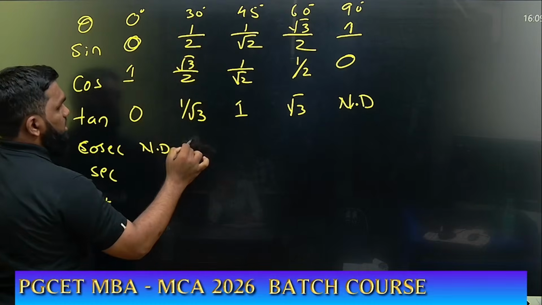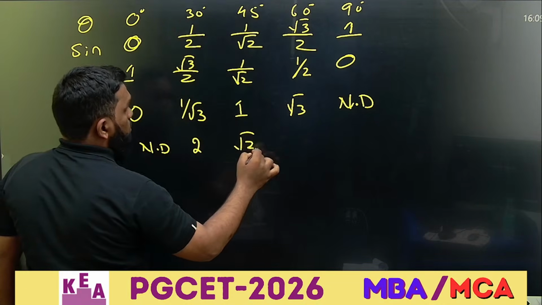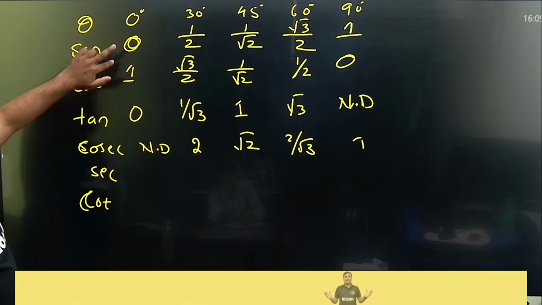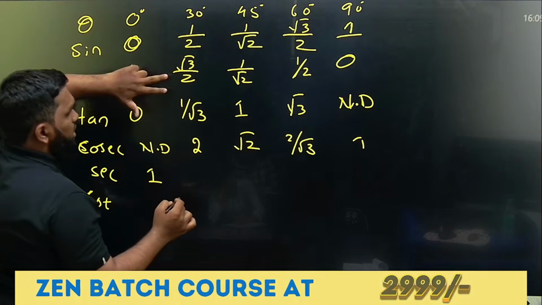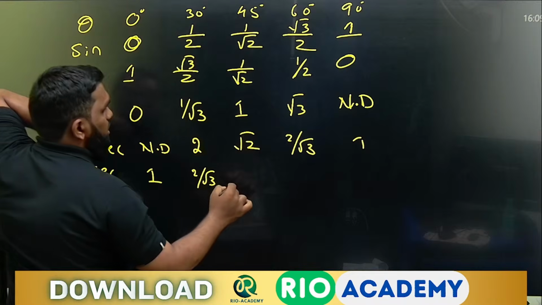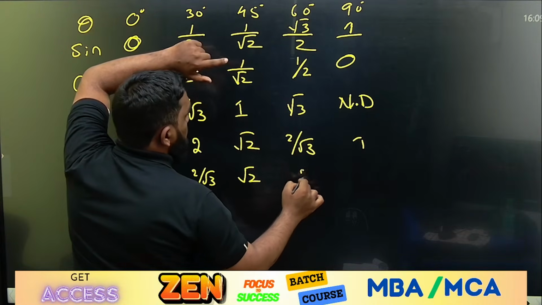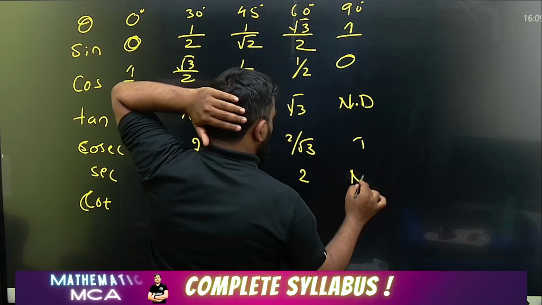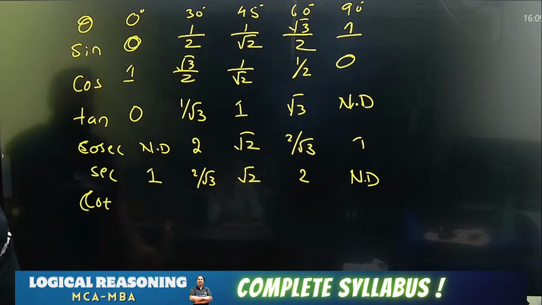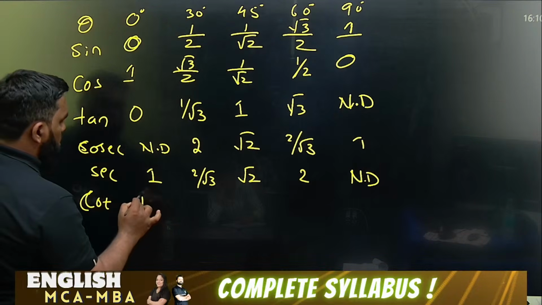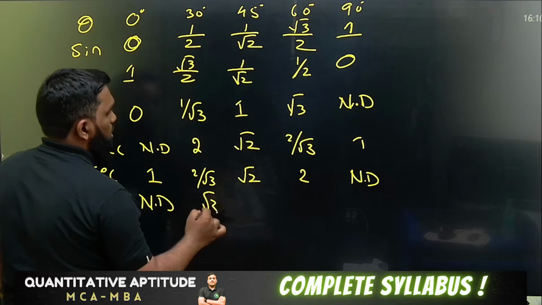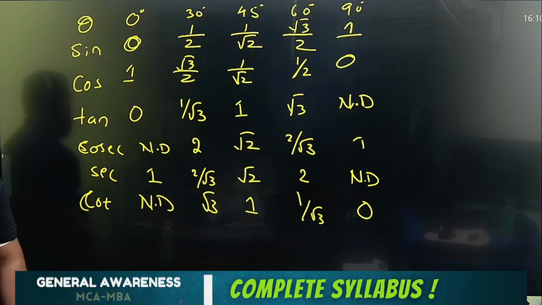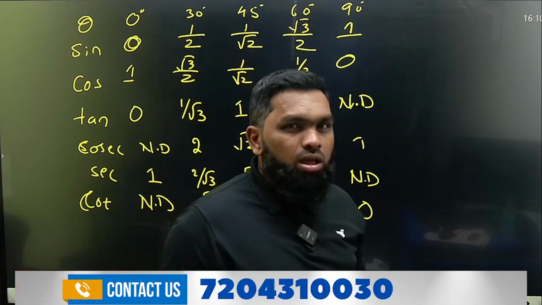And cosec is the reverse of sin, the upside-down number. The first one is not defined, and the next ones are 2, then √2, then 2/√3, and then 1. Sec is the reverse of cos: starting from 1, then 2/√3, then √2, then 2, and then not defined. The cot values are: not defined, then √3, 1 as it is, then 1/√3, and then 0. These are the standard values you have to remember. That is the theta value.